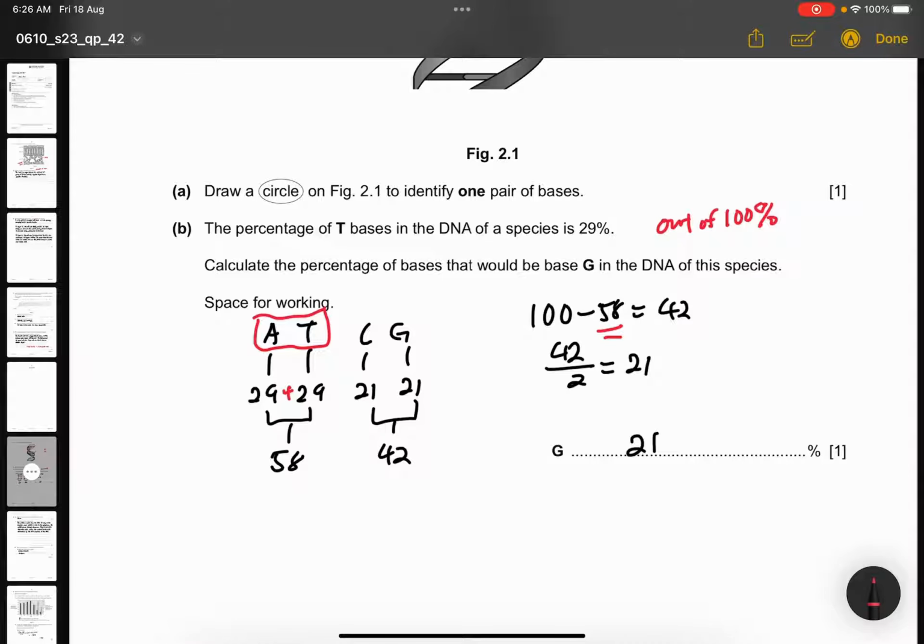So 42 is the total of C and G in total. So how can you find G? Is by 42 divided by 2, you get 21%. So the answer is 21%. Okay? So if you never show your working, you get 0, even though your answer is correct.